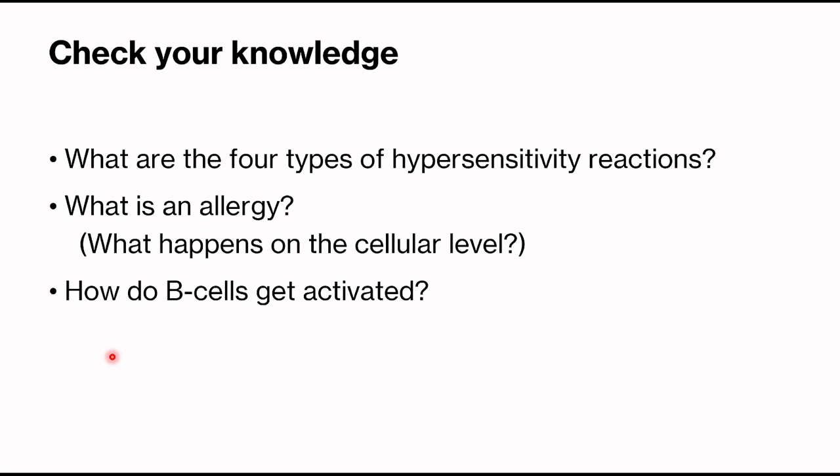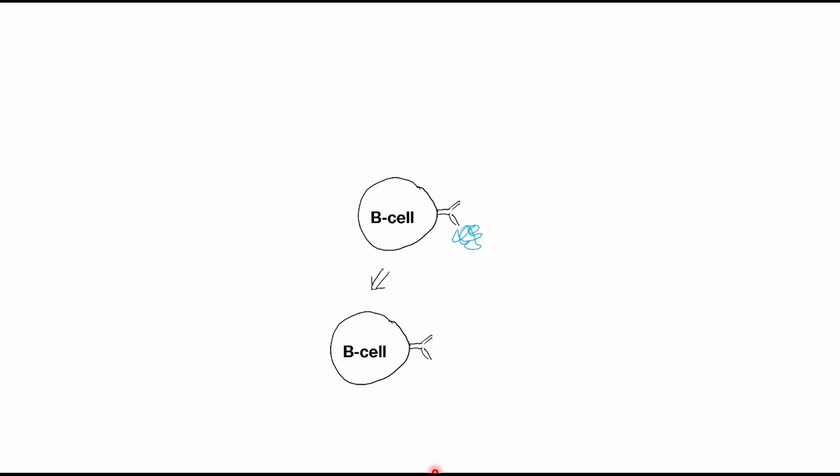Okay, how do B cells get activated? We can do this review together in more detail here. So let's start with an antigen, which is detected by a B cell, by this B cell receptor, which is essentially a surface-coupled antibody of the IgM or the IgD class. And this B cell will now take up this antigen and digest it into peptides and present those peptides via MHC2 on its surface.